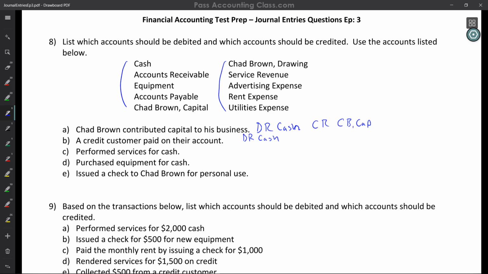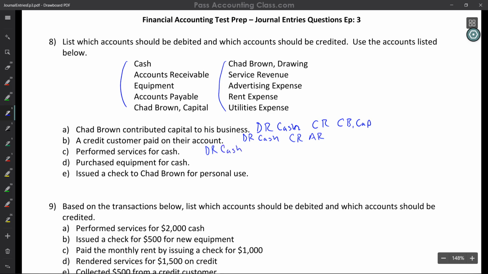Accounts receivable is an asset account. We reduce the balance, or decrease the balance, of accounts receivable by crediting it. So it'll be credit accounts receivable. For item C, it says perform services for cash. So when we perform services for cash, we are going to receive cash. So that's going to be a debit to cash.